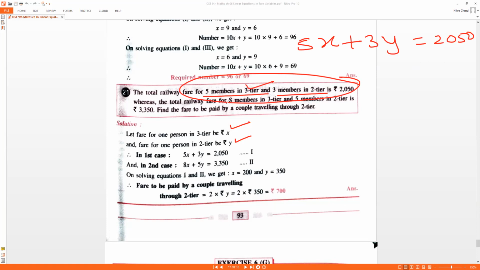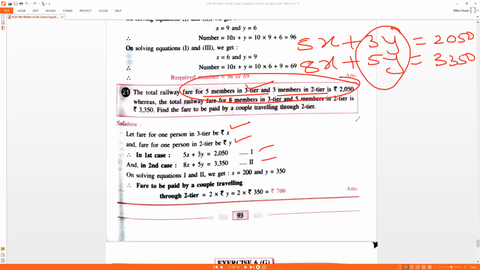And the second equation will be 8 members in 3 tier, so 8x, and means plus, 5 members in 2 tier, that is 5y is equal to 3350. Is that clear? Understood? So you have 2 equations. You have to solve them using any method you want. Okay. Here I would suggest equating the coefficients of y. That is rather easy. So you can multiply equation 1 by 5 and equation 2 by 3. And in that way, you can subtract the two equations. Is that right?